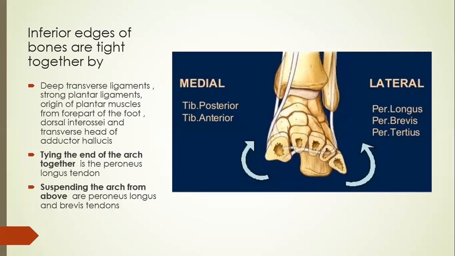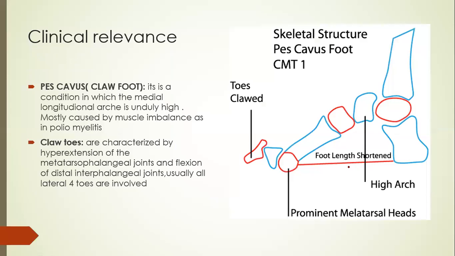Peroneus longus tendon. And suspending the arch from above are the peroneus longus, peroneus brevis, and tertius on the lateral side, while on the medial side it's the tibialis posterior and the tibialis anterior, which tie the structure and hold the arch. As you can see, the arch is formed here. These tendons have a pulling effect from both sides, the medial and the lateral side.